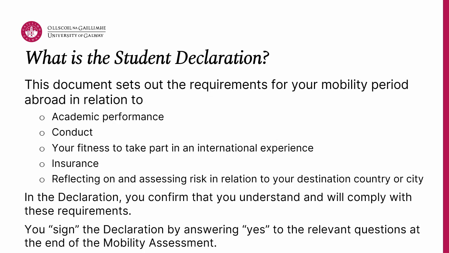The student declaration sets out the requirements in relation to academic performance, conduct, your fitness to take part in an international experience, insurance, and assessing risk in relation to your destination country or city. In making the declaration, you confirm that you understand and will comply with these requirements. You don't need to print out and sign the declaration. Instead, you effectively sign it by answering yes to the relevant questions at the end of the mobility assessment.